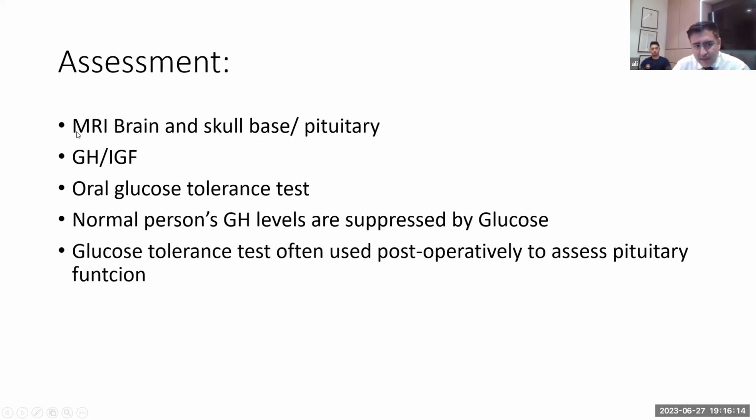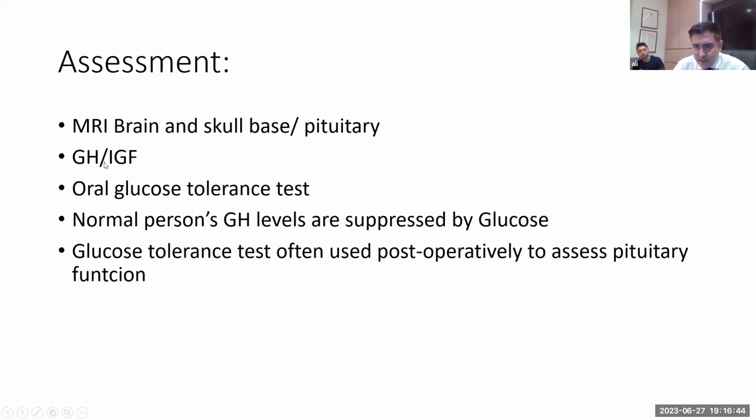So again, we assess the patient with an MRI of the brain, skull base and pituitary with contrast enhancement. We perform that endocrine panel that I presented earlier. We have to be very careful to look at their growth hormone. Sometimes you see very subtle raises in growth hormone. IGF-1 is increased, and sometimes it's the reverse.